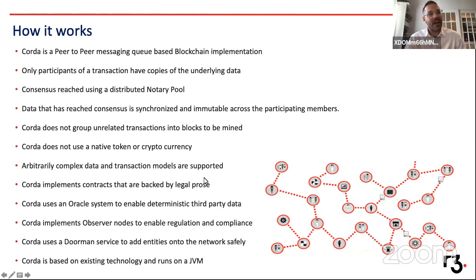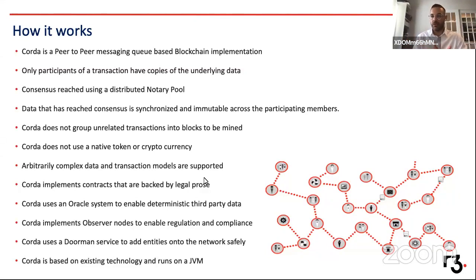That's wonderful. Next one. So Corda uses a doorman service or an identity service provider to add entities onto the network safely. So what does that mean? I started by saying Corda is a private permission network. So what that really enables you to do is you have two mechanisms. You have something called a network map, which is effectively the map of the network: if you're on that network map, you can see other people and be seen yourself. And if you're not, you can't. And the identity service or the doorman service is ultimately the system that adds entities onto that network map.